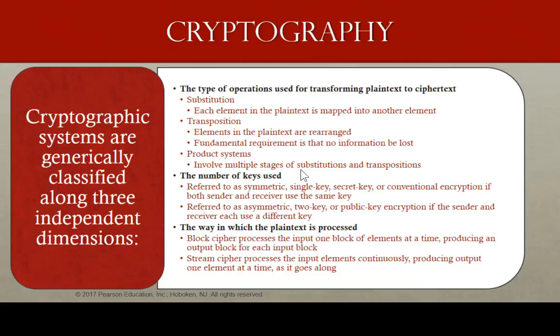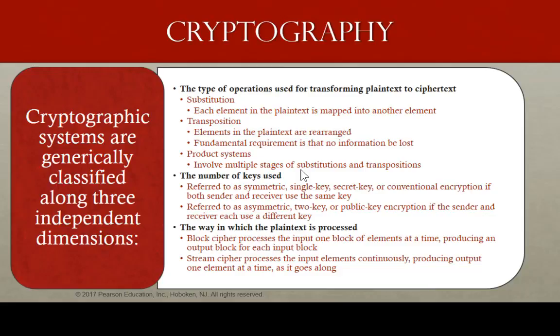The fundamental requirement is that no information be lost, i.e., that the operations are reversible. Most systems, referred to as product systems, involve multiple stages of substitutions and transpositions. 2. The number of keys used. If both sender and receiver use the same key, the system is referred to as symmetric, single key, secret key, or conventional encryption. If the sender and receiver each use a different key, the system is referred to as asymmetric, two-key, or public key encryption.